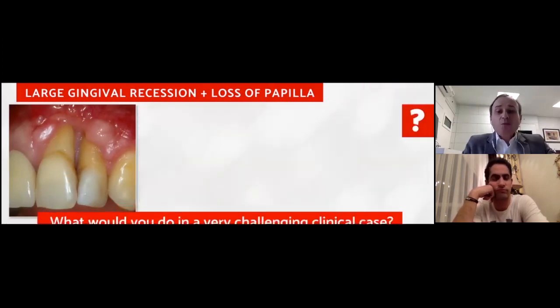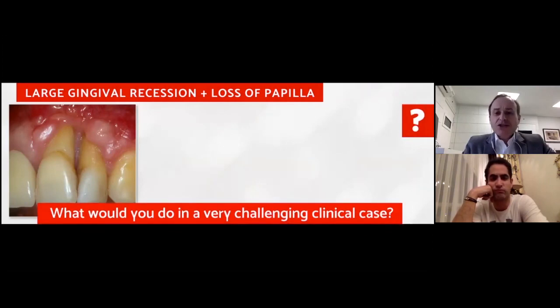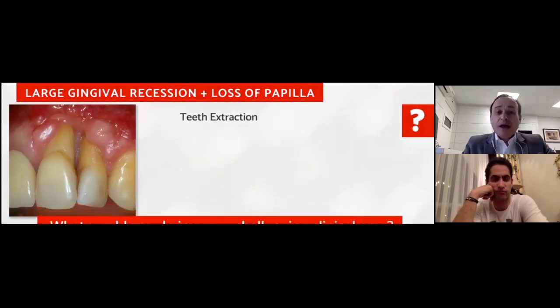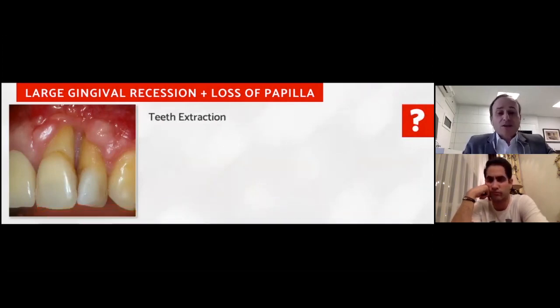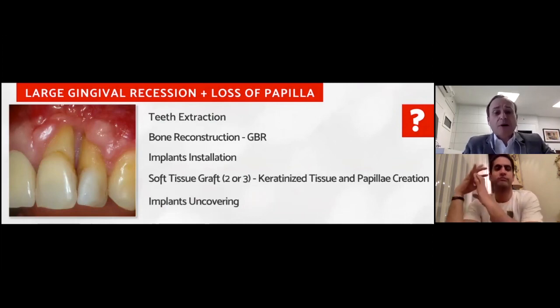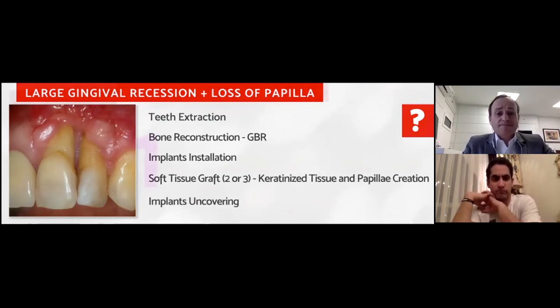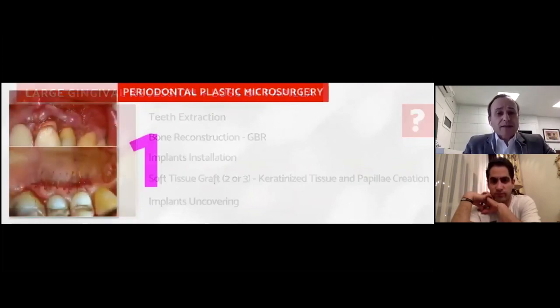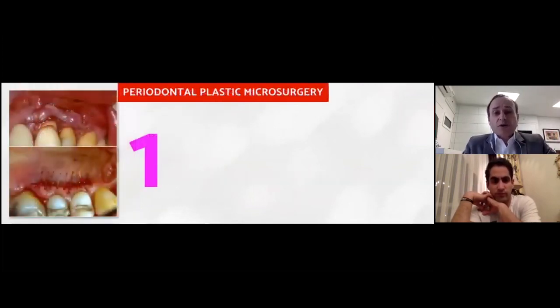So what would you do in a very challenged clinical case like this? Maybe tooth extraction, guided bone regeneration, implant installation, soft tissue graft, maybe two or three, plus implants and recovery, we would expect some unpredictable results. Talk about the gingival margin or papillary height position. Instead of doing that, a periodontal plastic microsurgery was performed.